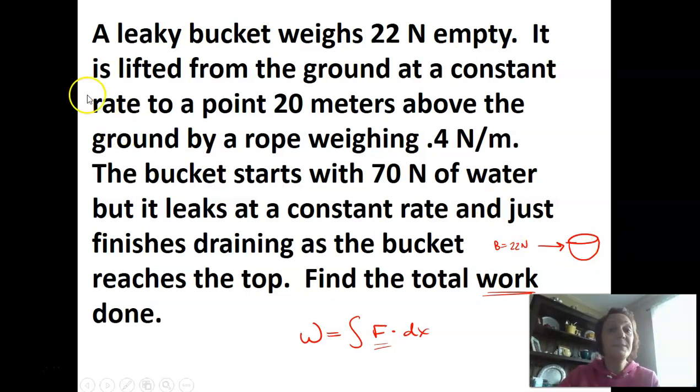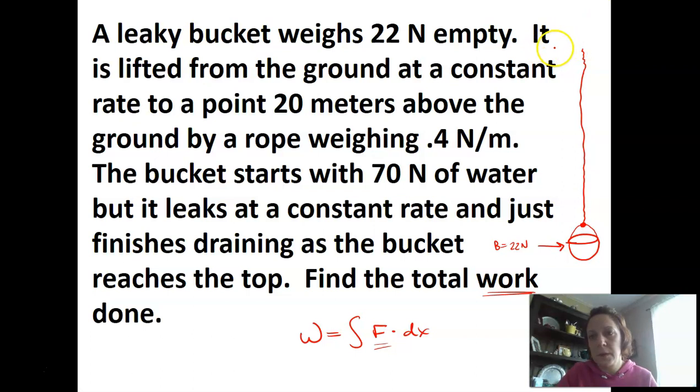It's being lifted from the ground at a constant rate to a point 20 meters above the ground by a rope weighing 0.4 newtons per meter. I have to give my bucket a handle, and we're going to tie a rope to the bucket. There's somebody up here pulling this rope up, hauling the bucket up, maybe out of a well or something. And this distance is 20 meters.